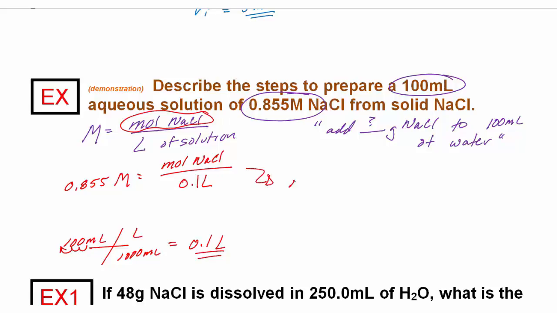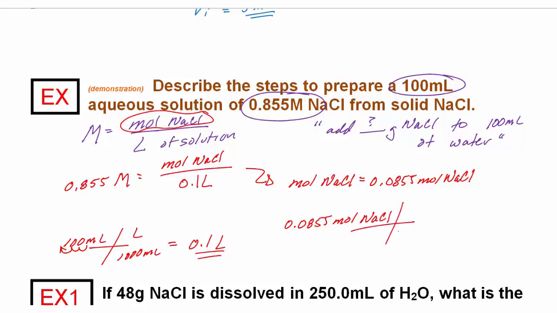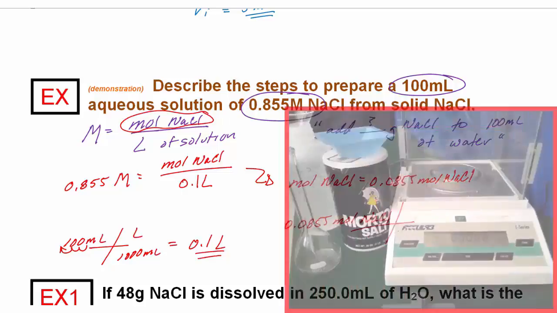So my moles of sodium chloride is going to be 0.855 times 0.1, which is 0.0855 moles of sodium chloride. Now, how do you convert that to grams? Use molar mass. 0.0855 moles of sodium chloride times the molar mass of sodium chloride.